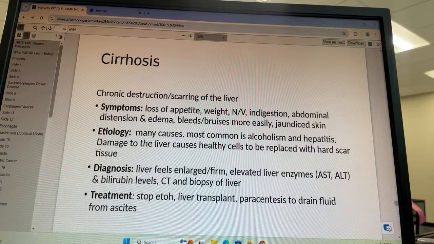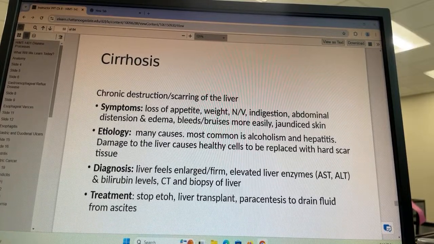Like I said, alcohol is the most common cause. Hepatitis is also another cause. Hepatitis is a viral infection of the liver, and if it's left untreated or if it gets bad enough, it can cause permanent destruction and damage to the liver. So you can have cirrhosis due to hepatitis and not have ever drank anything in your life.